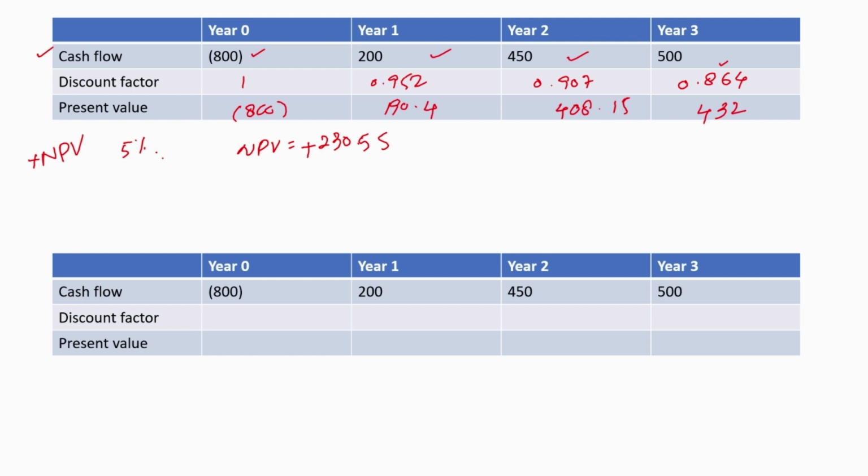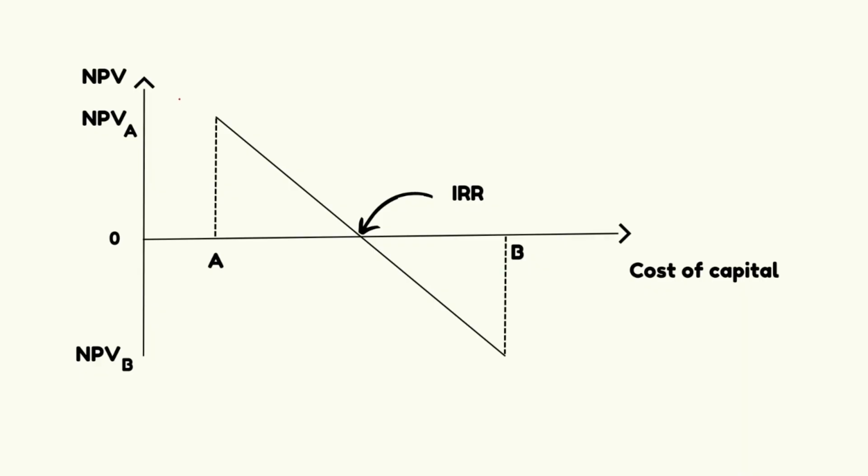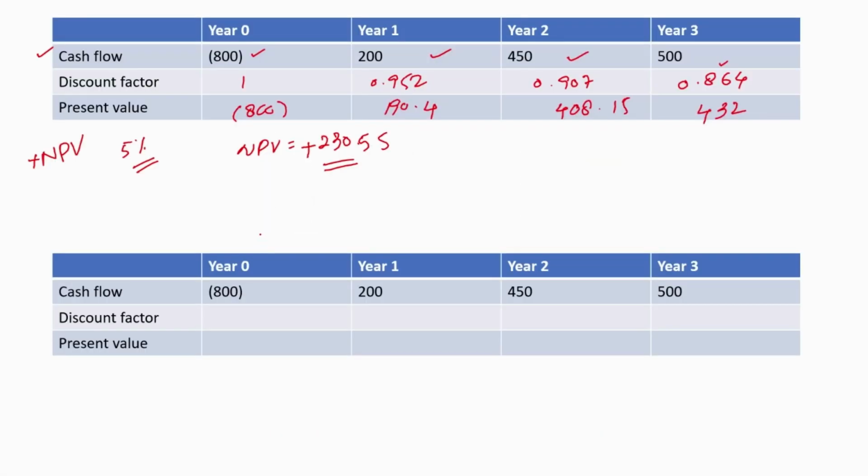So the NPV for a 5% cost of capital is a positive value. So the first step is done. Now we have to calculate a negative NPV value. First, let's assign these values into the graph so you will understand this better. So A equals 5%, NPV equals 230.55.